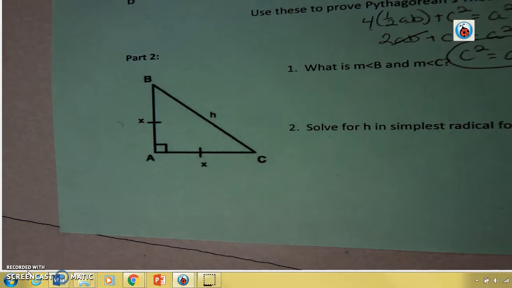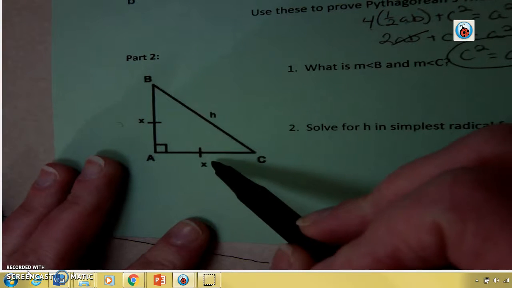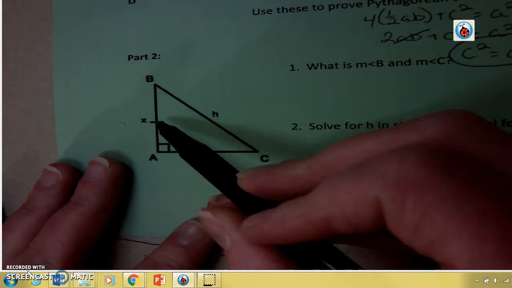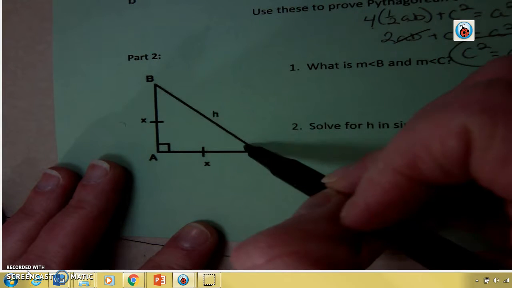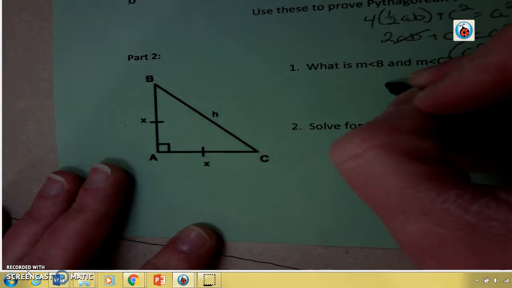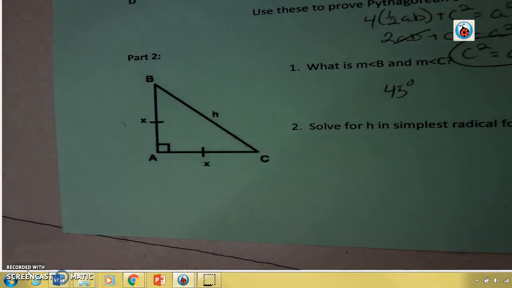Alright, we are going to work on the second part of the notes, which is applying Pythagorean's theorem to a few different things. Our first thing here is a special triangle. If I look, these two sides are equal, which means these angles are equal, which makes these angles have to be 45. So angles A and B are 45 degrees. So often we call this a 45, 45, 90 triangle.